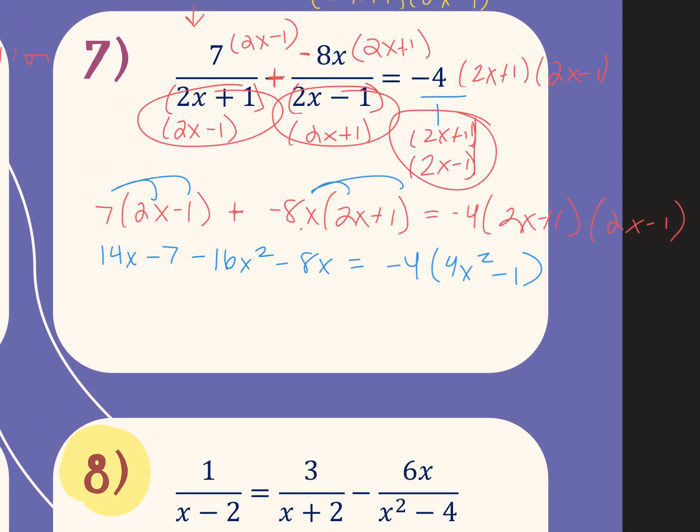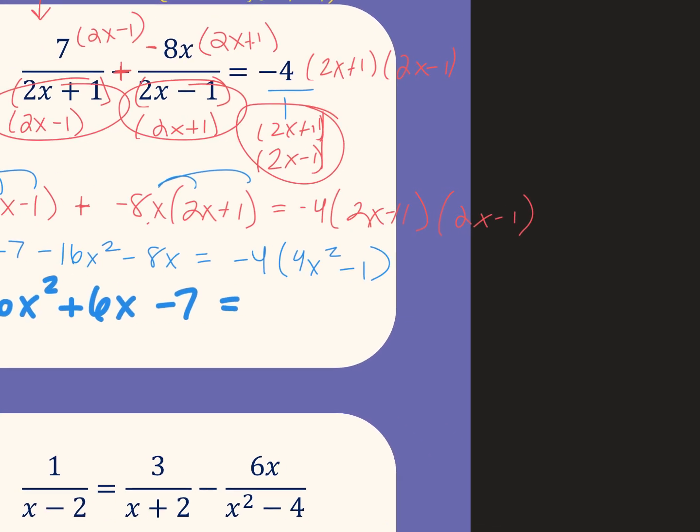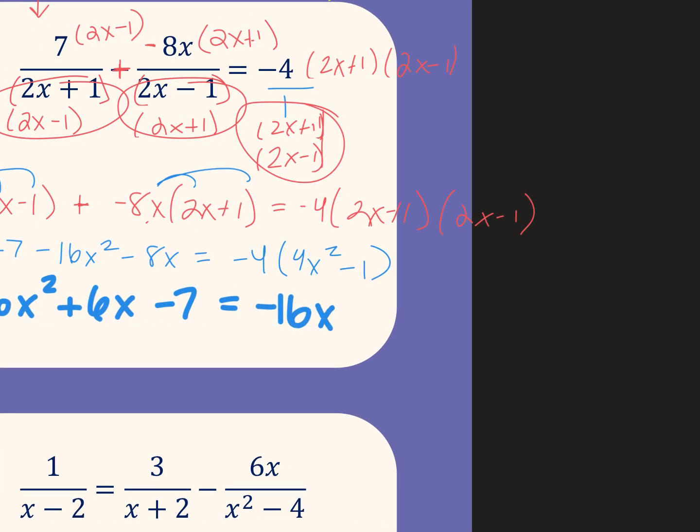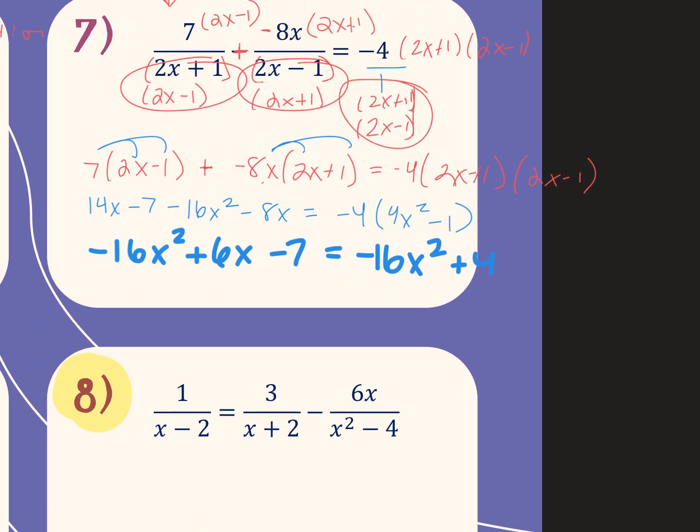So can you combine anything on the left-hand side? I have negative 16x squared. What's 14x minus 8x? Plus 6x minus 7 equals negative 16x squared plus 4. Where do we go from here, guys? Before we solve by factoring.